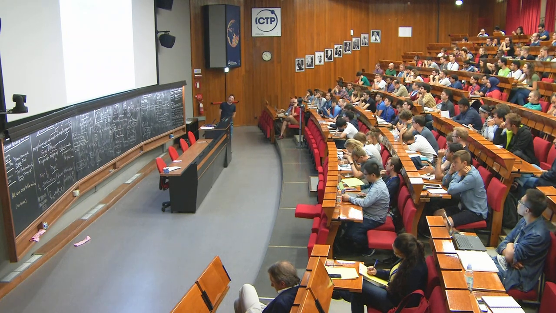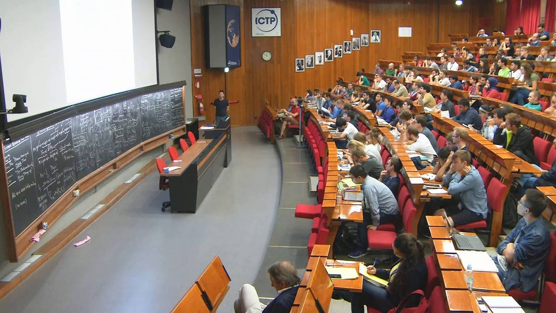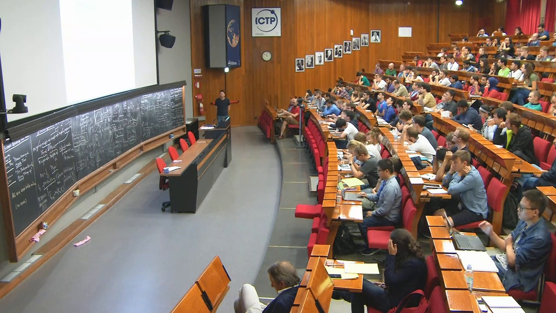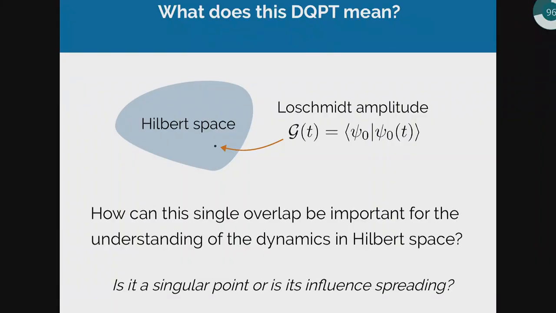Okay, so how can this single overlap be important now for understanding the dynamics of this wave function in Hilbert space? So how can this be important for any local observable? Essentially, this question boils down to the following. Is what we observe at this point, a single point in Hilbert space, some singular behavior? Or are the properties we observe at this point continuously connected to a larger portion of Hilbert space? So is the influence of this single overlap spreading over larger portions of Hilbert space or not?